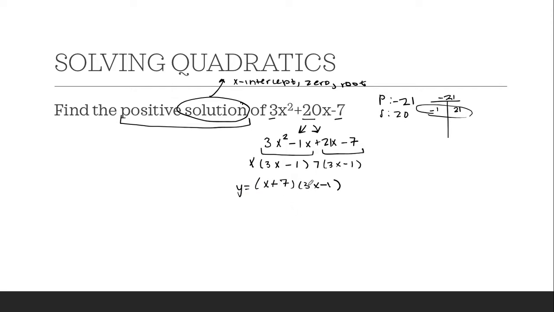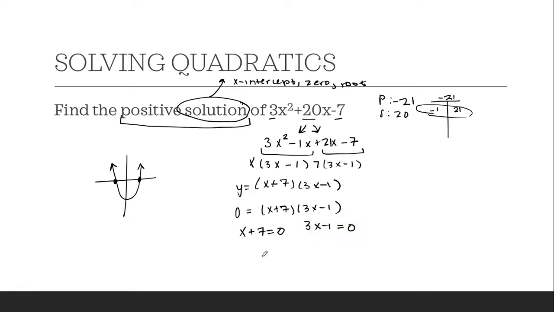What do I do with my factors to find my solution, my x-intercept, 0, or root? I'm going to set it equal to 0. And why am I setting it equal to 0? Because at the zeros on a graph, the y values are 0. So I set my y equal to 0. Set my two factors equal to 0 and solve.